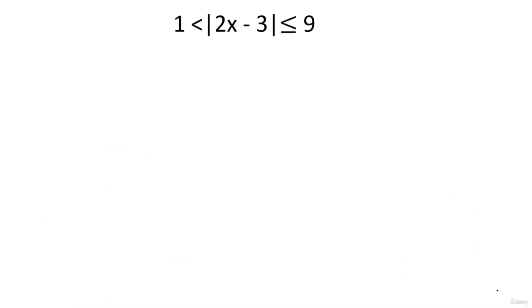1 less than mod of 2x minus 3 less than equal to 9. So it's a combination of both types of question we have seen. What we will do is we'll break this question into two parts. 1 less than mod 2x minus 3 will be one part, and 2x minus 3 less than equal to 9 will be the second part, right? We'll solve them separately, and we want both of the conditions to hold true. So we'll take the common part.